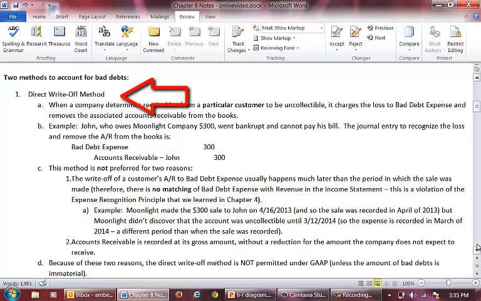We will discuss the direct write-off method in this video and the allowance method in the next video. Under the direct write-off method, a company only recognizes bad debt expense when a particular account is identified as uncollectible.